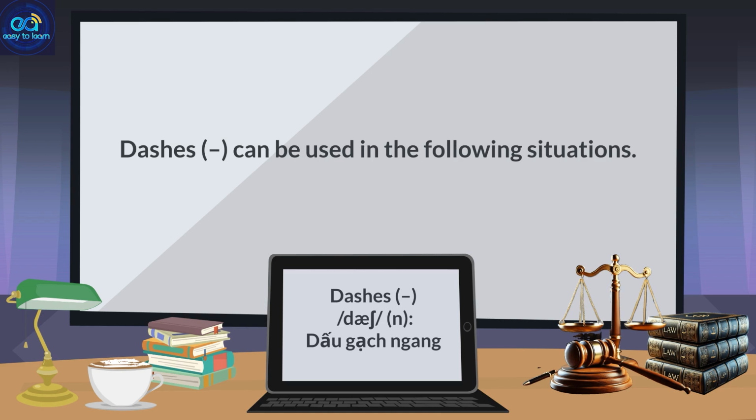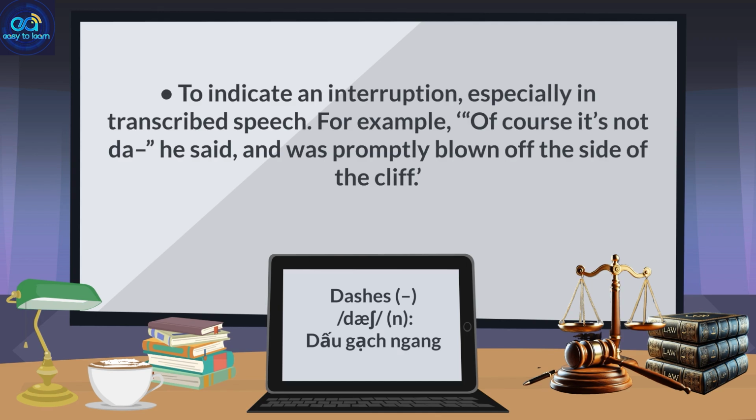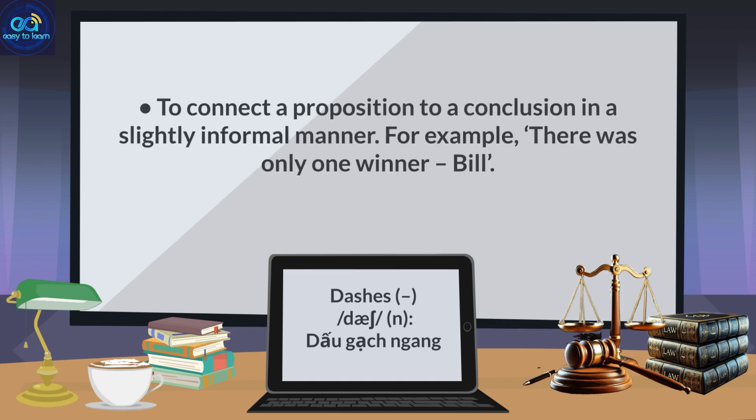Dashes can be used in the following situations: to indicate an interruption, especially in transcribed speech. For example, "Of course it's not—" he said, and was promptly blown off the side of the cliff. To connect a proposition to a conclusion in a slightly informal manner. For example, "There was only one winner—Bill."